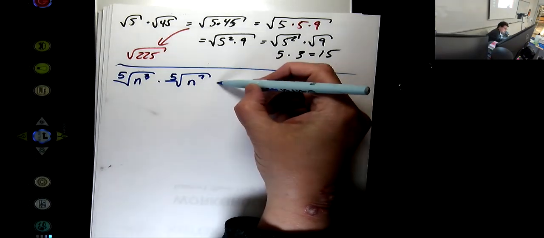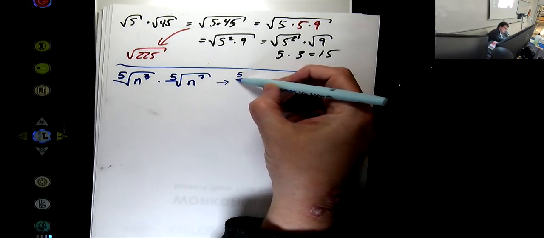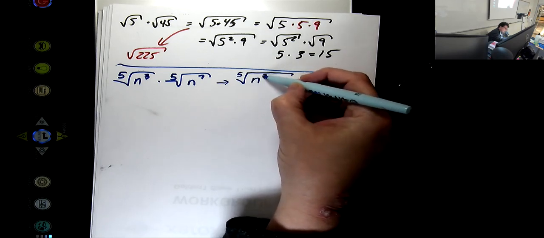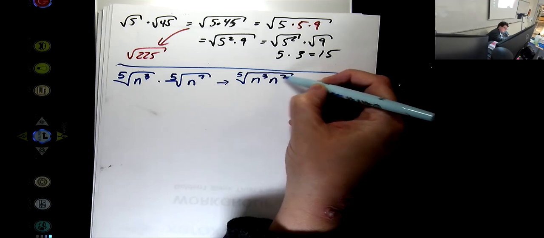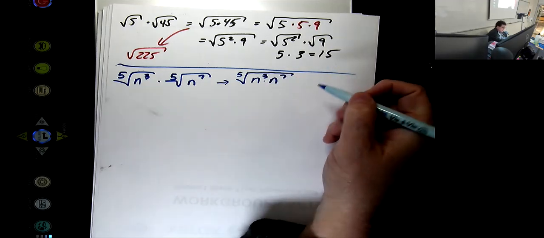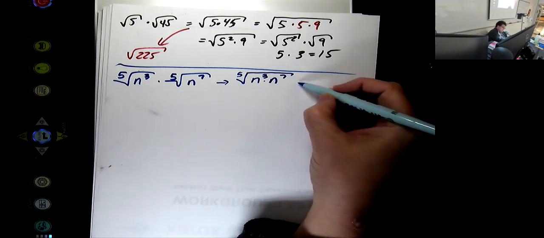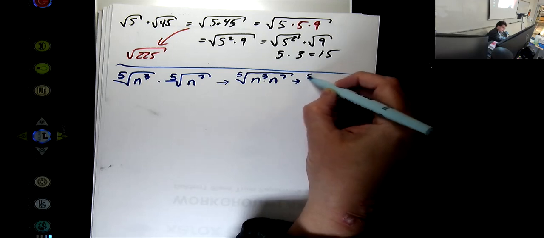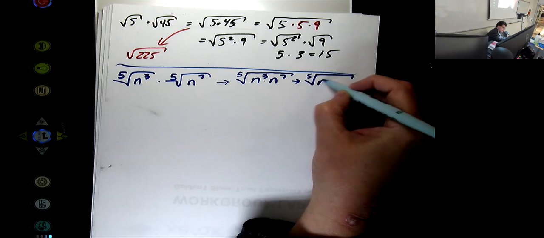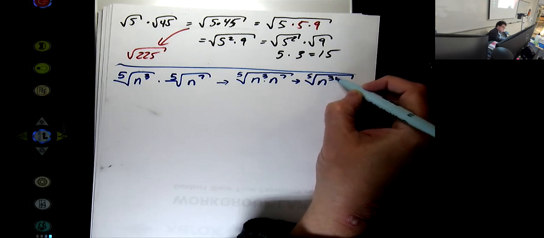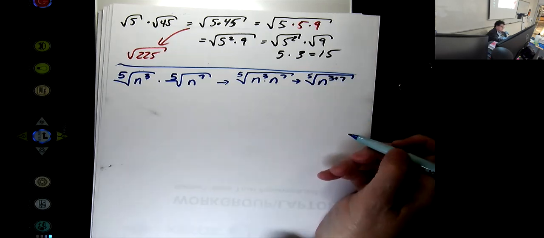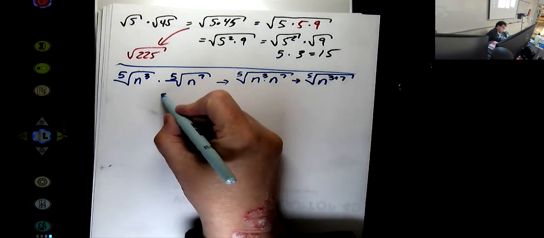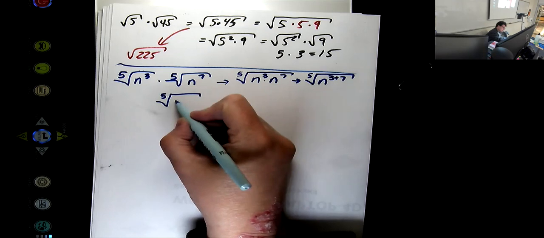So I can put these together. And if you do it faster than what I'm doing, please do. I'm making sure that I get everyone on board. This is going to be n to the 3 plus 7 with our rules. So I have the 5th root of n to the 10th power.